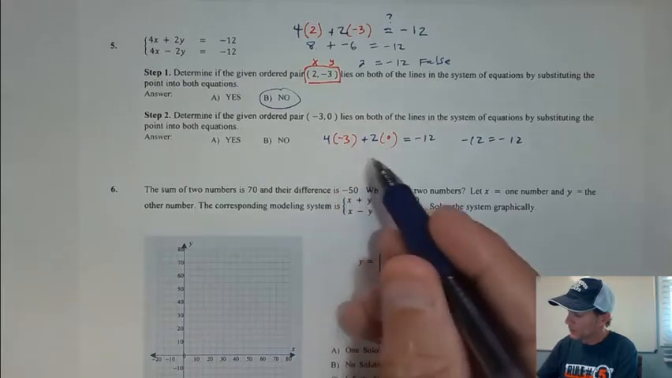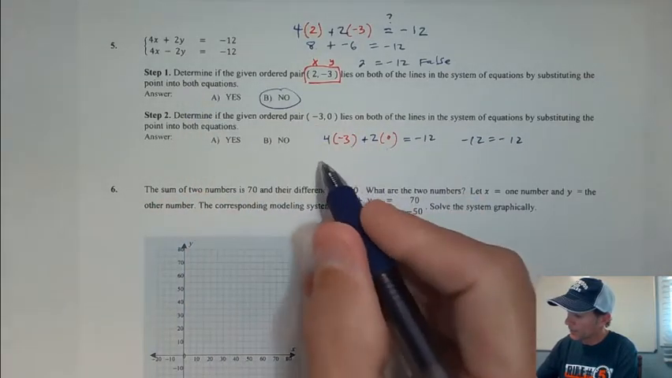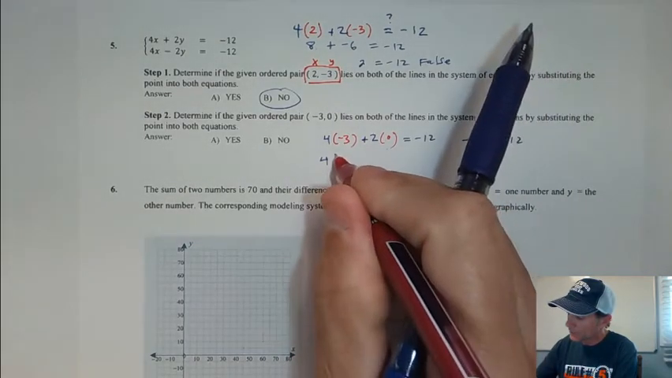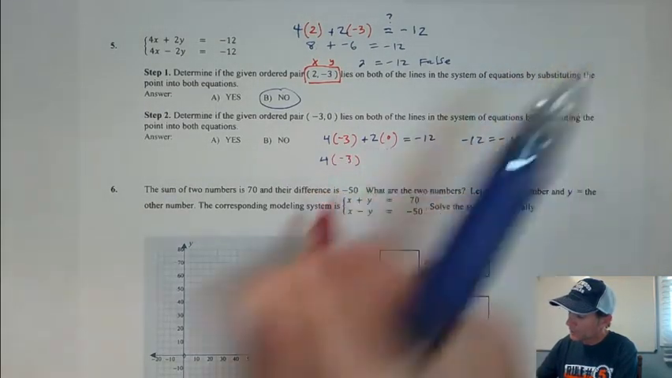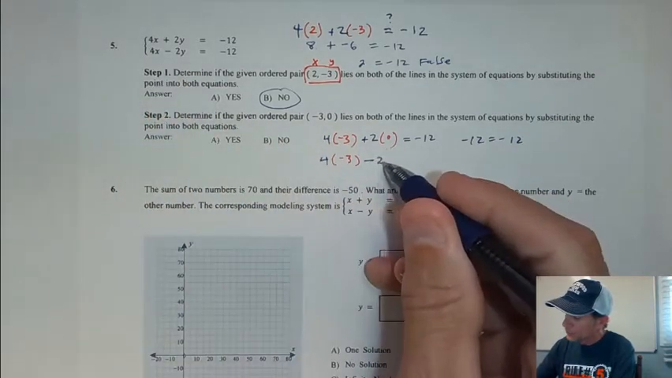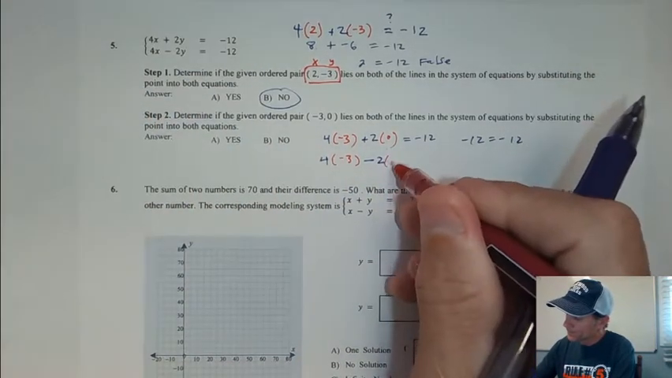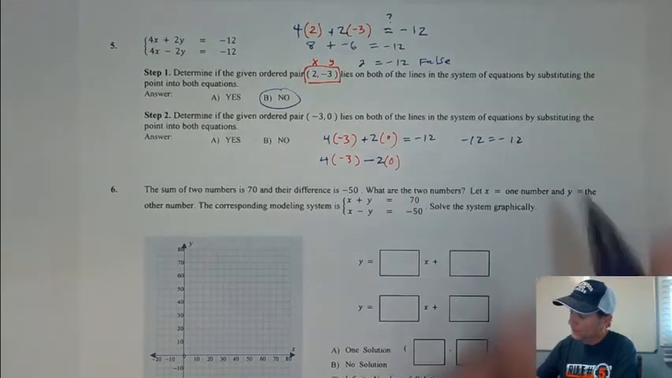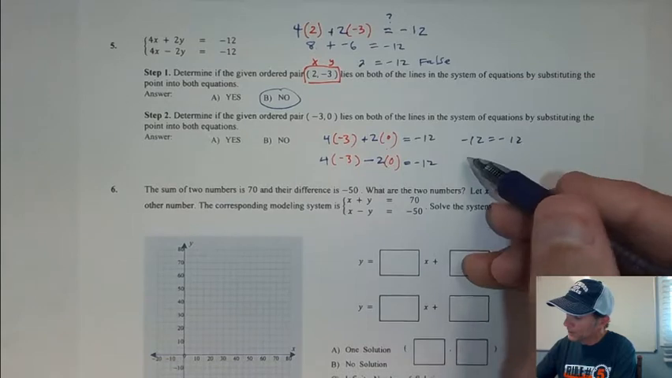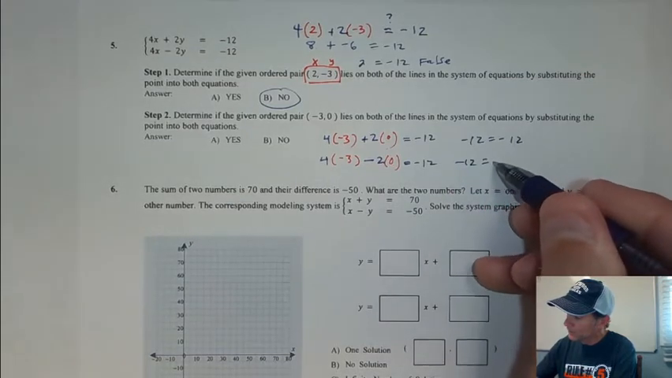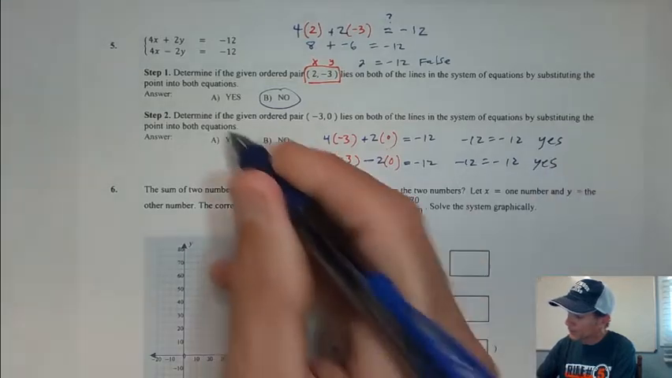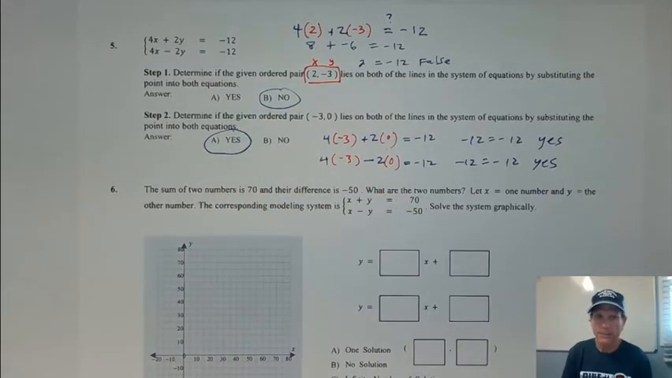So now I'm going to have to put it into the second one, and I'm going to have 4, that's my 4 value, I'll put in -3 plus, nope, minus 2 times 0. Remember, you put your x's and your y's in the right spot, and then you're testing this equality here. And what we see is -12 equals -12. So we got a yes, and therefore, yes, it does satisfy.